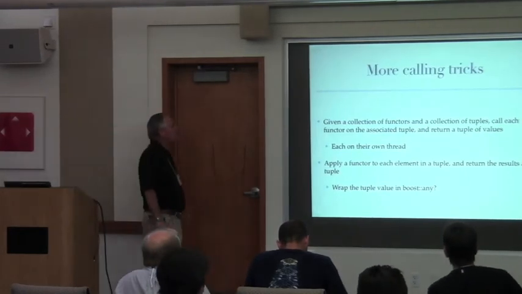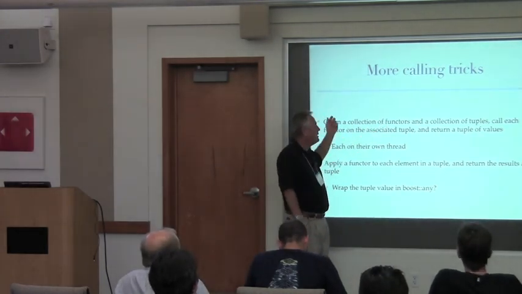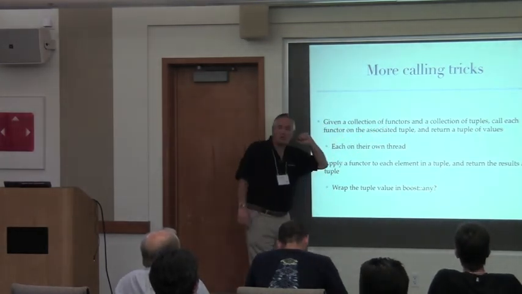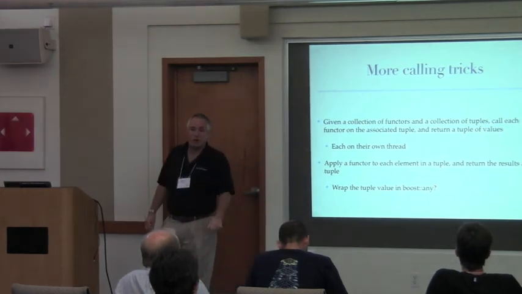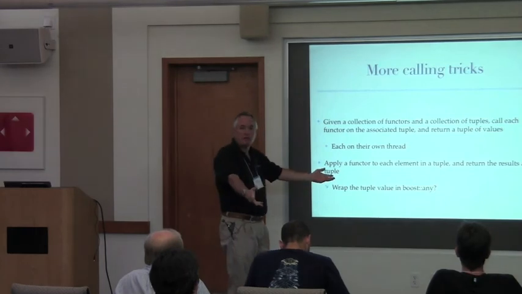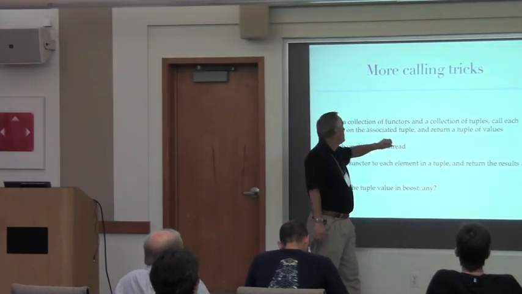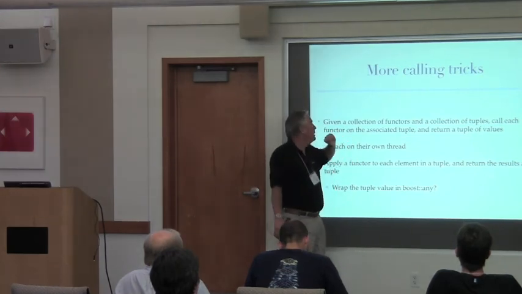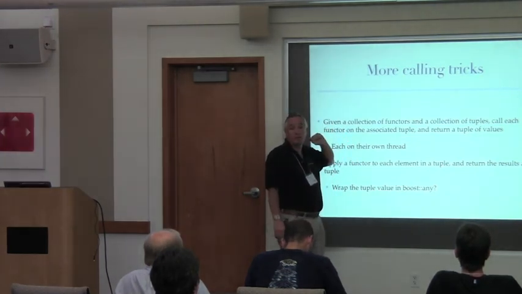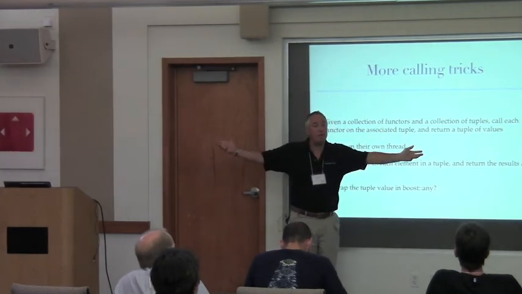Other things that you can do with this. If you have a collection of functors, which doesn't have to be in a tuple, but it can be, and a collection of tuples, call each functor using the associated tuple as parameters and return a tuple of values. Because we could use tuples here, the functions don't have to return the same type. If you have a tuple of functors, they can each be a different type.